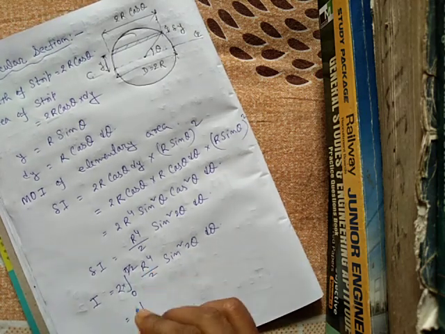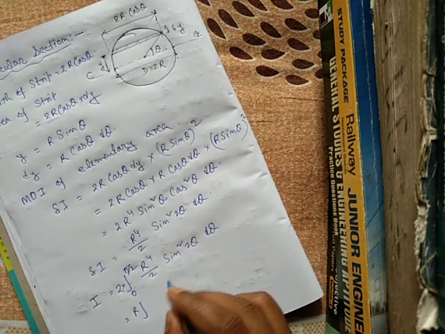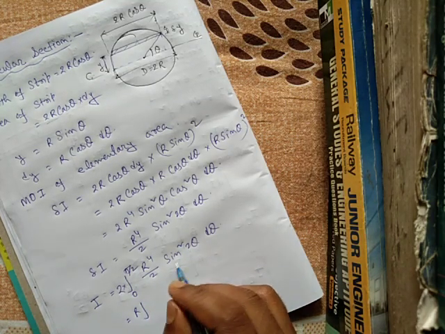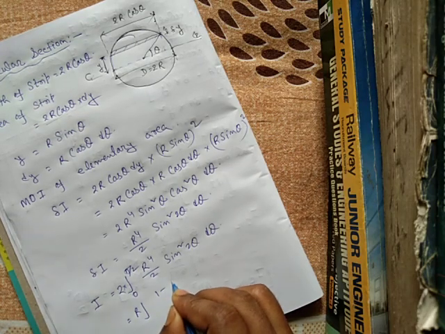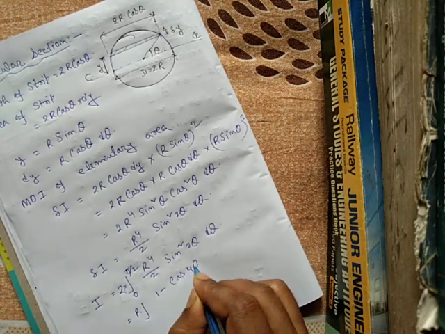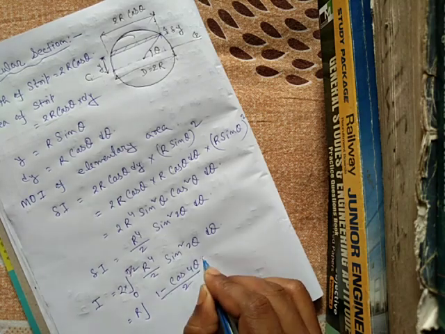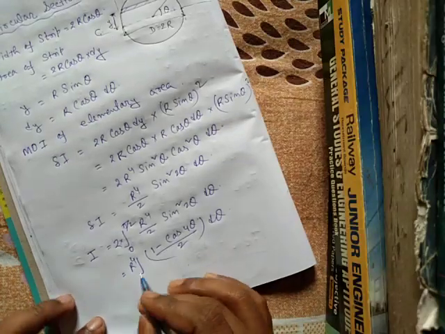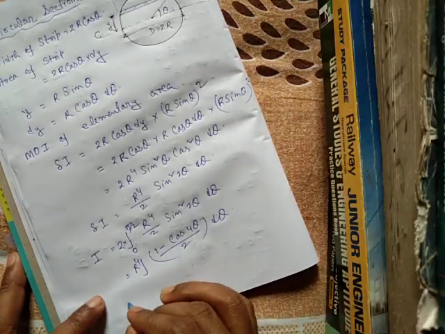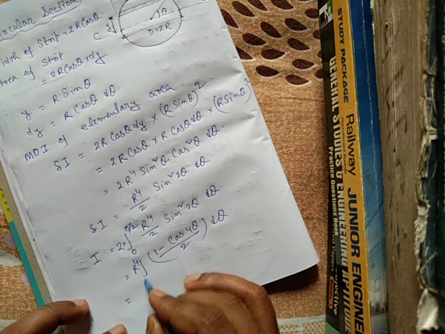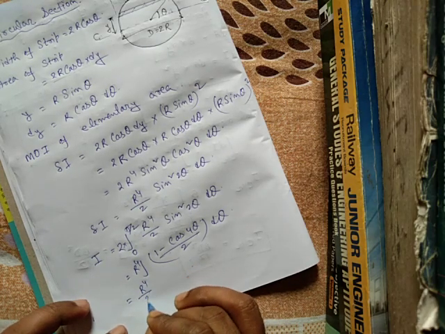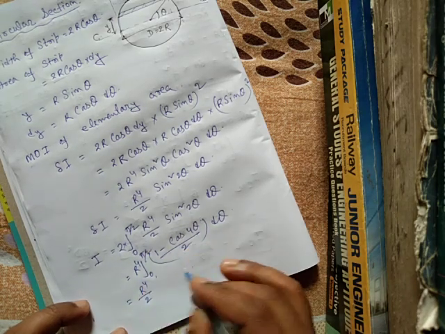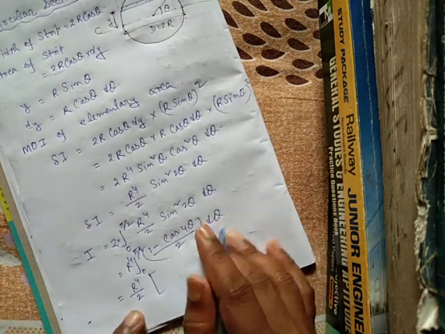Integration, r is common, 2 and 2 cancel. Sin square 2 theta equals what? Sin square 2 theta equals (1 minus cos 4 theta) divided by 2, into d theta. So r to the power 4 divided by 2, put the limit 0 to pi by 2, put the value of the limit.